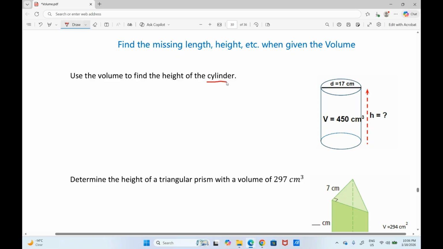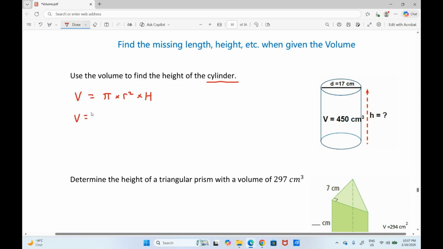So if I'm working with a cylinder, first we want to write down the formula for volume of a cylinder. The volume of a cylinder, which I'm going to represent with V, is equal to pi times the radius squared times the height. That's always the volume for a cylinder.